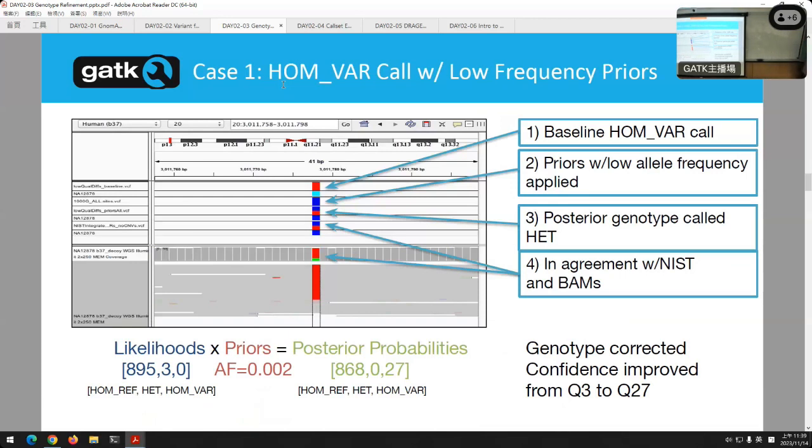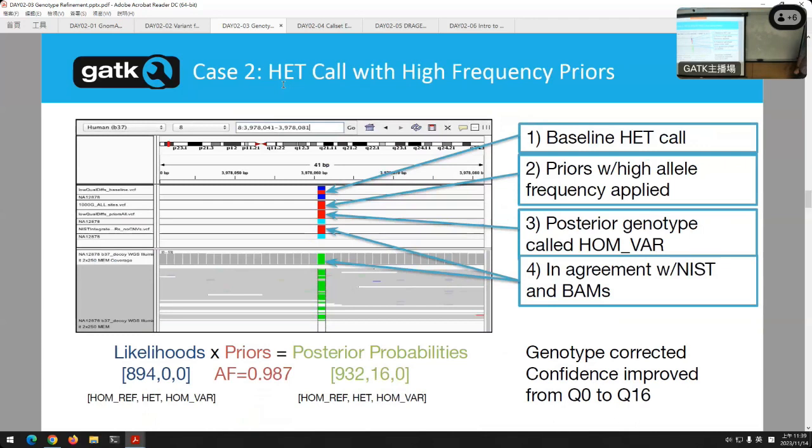Okay, let me give you another example. Same thing here. Look at the data. The likelihoods, you can't even see them here. The likelihoods show 0 and 0. So you're just as equally likely to be heterozygous as homozygous variant. I have no idea. So my genotype quality is 0. My confidence in the site, my variant quality, is sky high, through the roof. I know there's something here, but I have no idea what the genotype is.